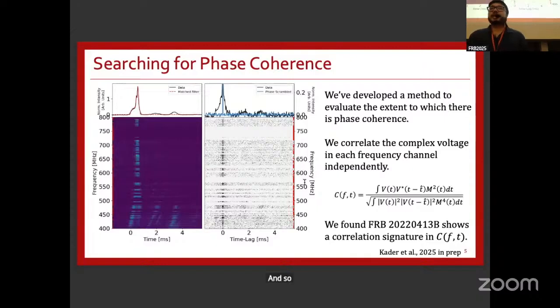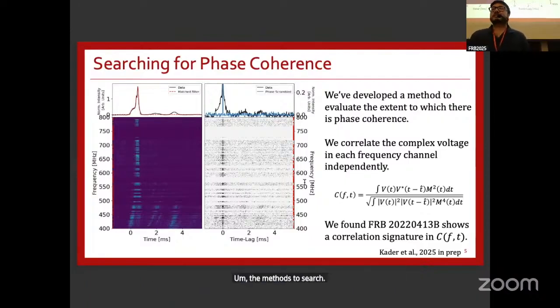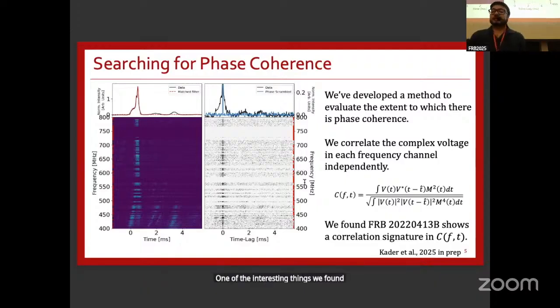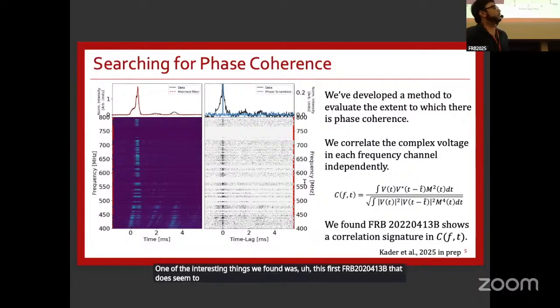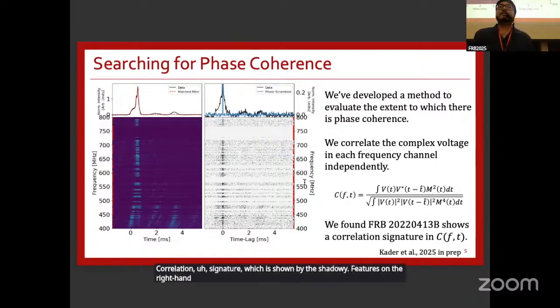At CHIME, we've been using the simulation tools as well as data to develop the methods to search. One of the methods that we primarily employ is that we correlate the complex voltage data in the baseband using a match filter in time for each frequency channel independently. One of the interesting things we found was this first FRB, 20200413B, that does seem to show a correlation signature, which is shown by the shadowy features on the right-hand side.